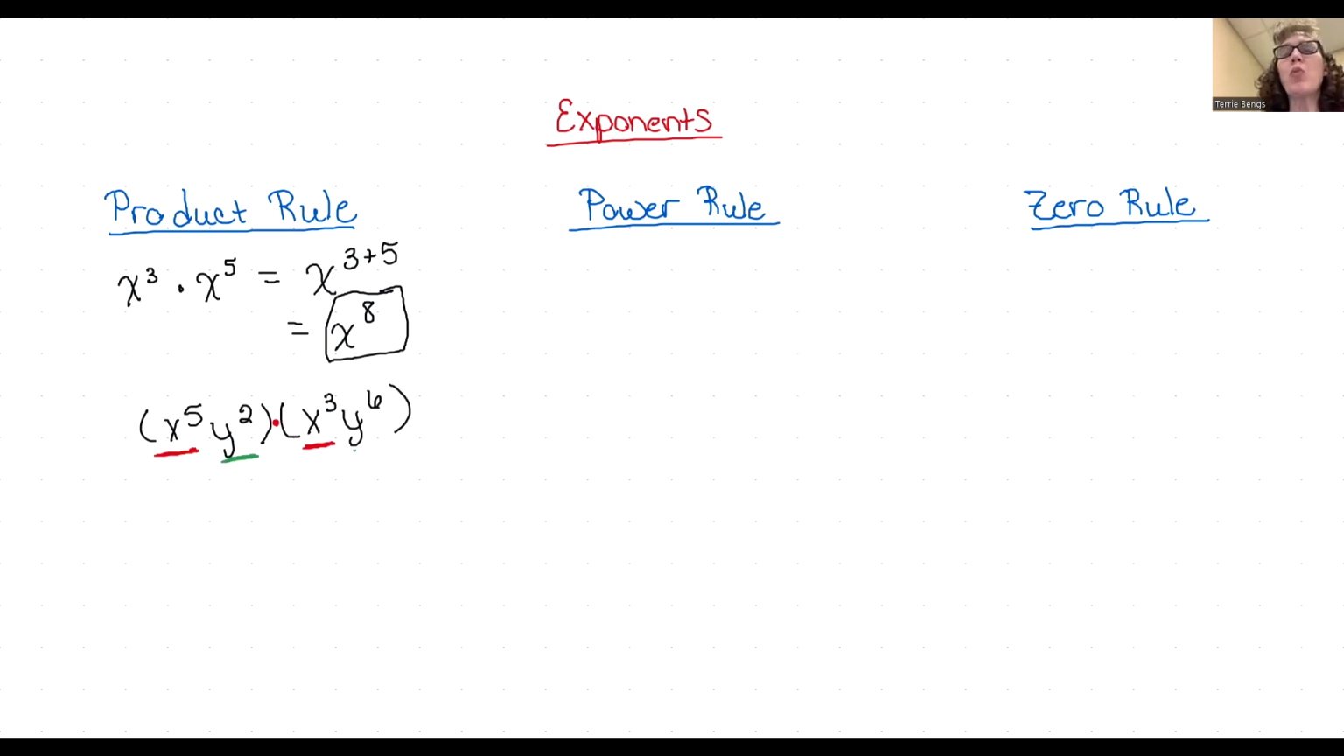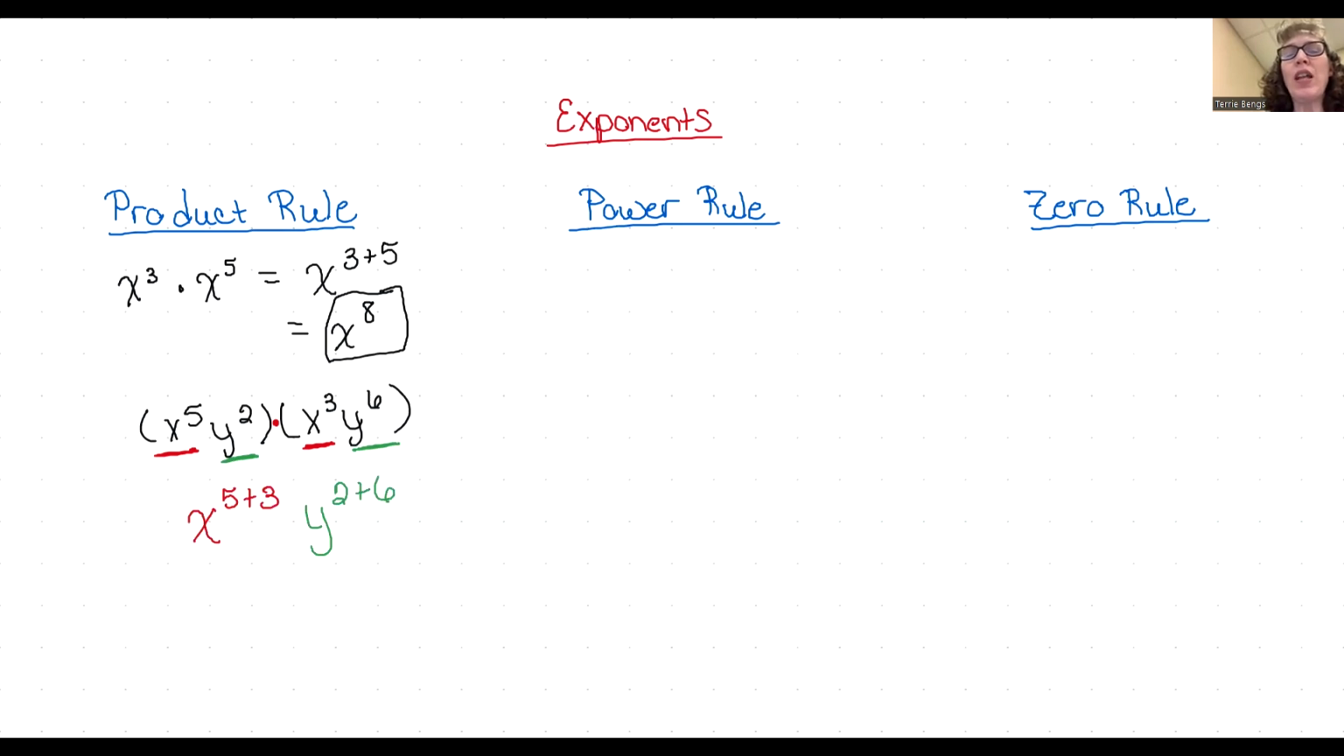So we need to make sure that we're keeping our variables together, okay? So let's look at those x's. We have an x to the 5 and an x to the 3. So we're just going to add those exponents. So it would be 5 plus 3. And then we're going to do the same thing with the y. We have a y to the 2 and a y to the 6. So we're just going to add those exponents, 2 plus 6.